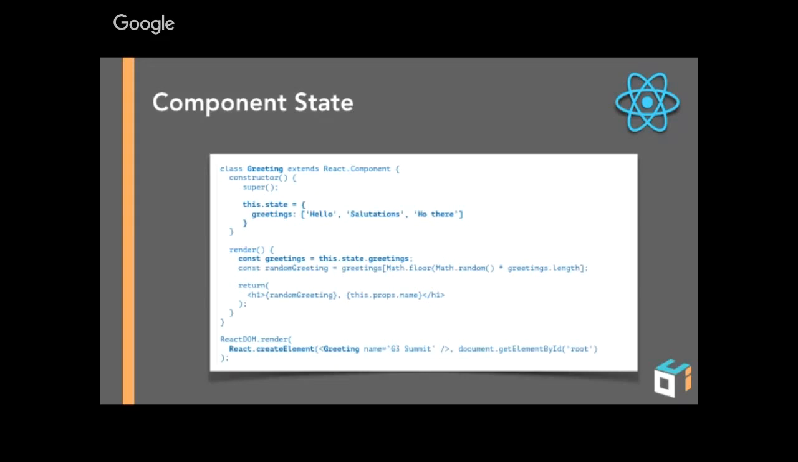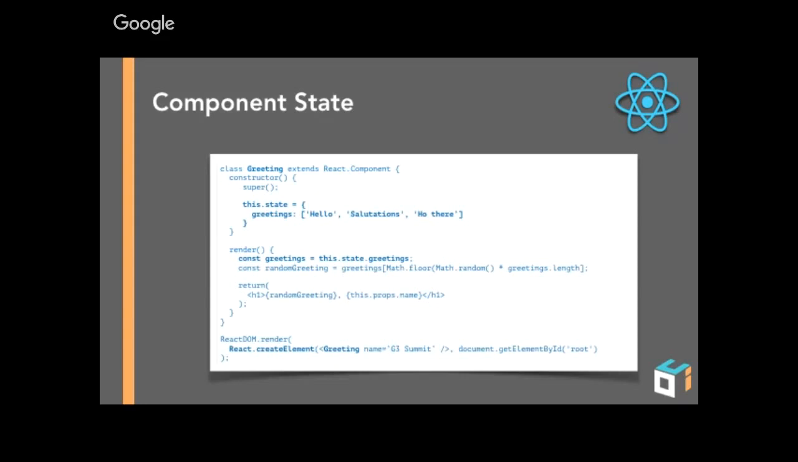So I mentioned that React elements have props, right? They have attributes, arguments you can pass in either in JSX or through your createElement call. They also have or can have state. And state is simply a variable that's directly on the object. We have this.state. It's a JavaScript object. In this case, we've added a state variable called greetings. We have an array of strings, different greetings, and then don't worry too much about the specific code here.